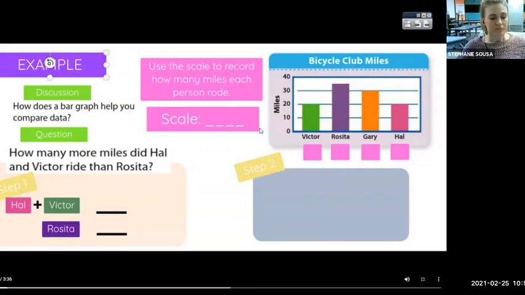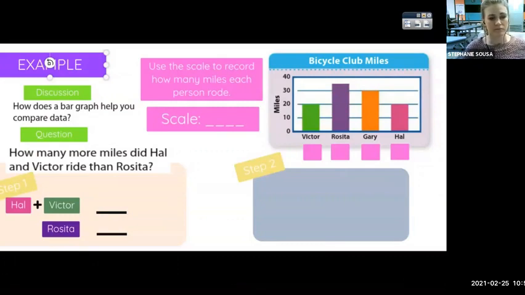What I notice is that by having a bar graph, I can quickly tell and see which one has the most and which one has the least. I can also tell that this one is more than this one is more than this, and that these two are the same because they fall on the same line. So this bar graph helps me quickly notice greater than and less than and equal to. First, I'm going to use the scale to record how many miles each person rode. When I look here at my graph, I notice that it's counting by tens, 0, 10, 20, 30, 40. So my scale is going to be 10.